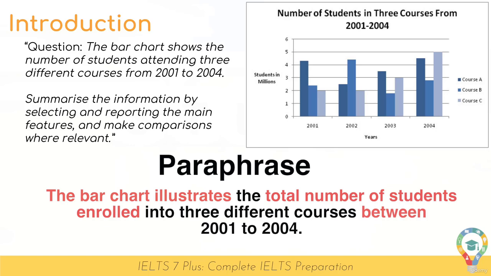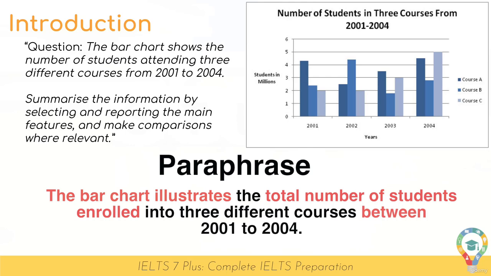As you can see, I haven't made huge changes to the question, and I've used my understanding of synonyms, words that have the same meaning, to reword and paraphrase the question. Instead of the bar chart shows, I've used the bar chart illustrates. The number of students has been changed to the total number of students.